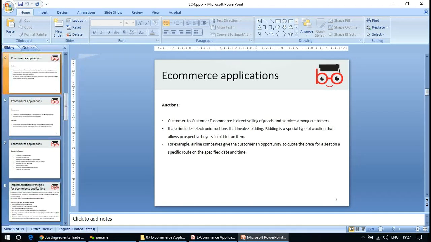Auctions. Customer to customer e-com is directly selling our goods. So auctions, a good example is bidding on eBay. You must have seen it, and maybe you must have tried it as well.